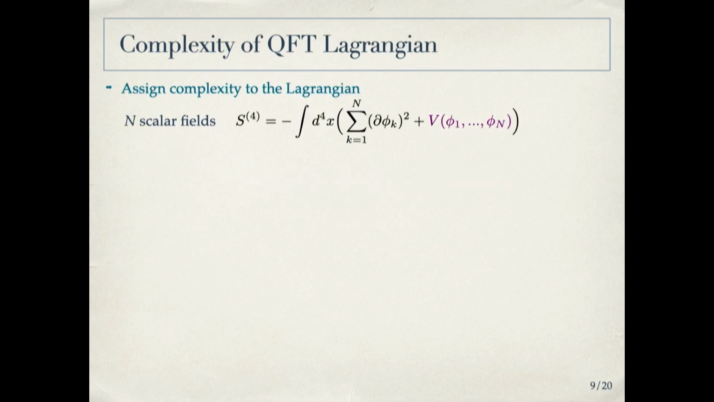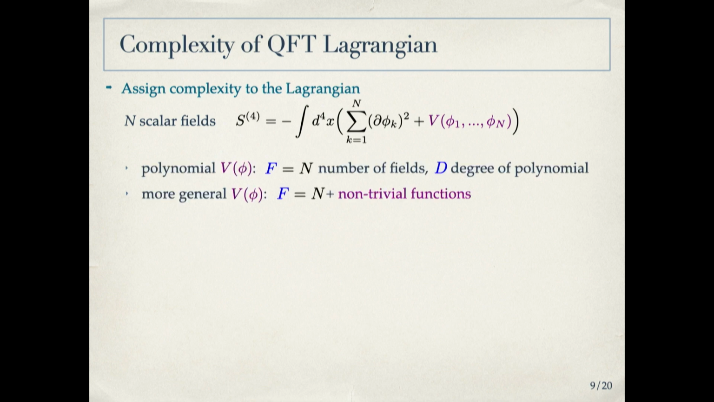I promised you we want to assign this to the functions appearing in quantum field theory, and if I just take a canonically normalized scalar or a number of scalar fields, then all the complexity sits in the scalar potential. So it's just the number of fields plus the degree of the polynomial if it is a polynomial, or if it's a more general V, then you can think of it like a Pfaffian function. Then it also contains the number of non-trivial functions, these functions which satisfy differential equations.